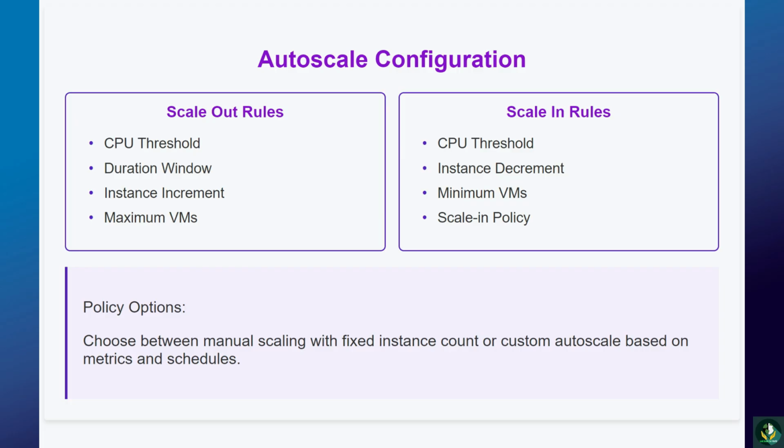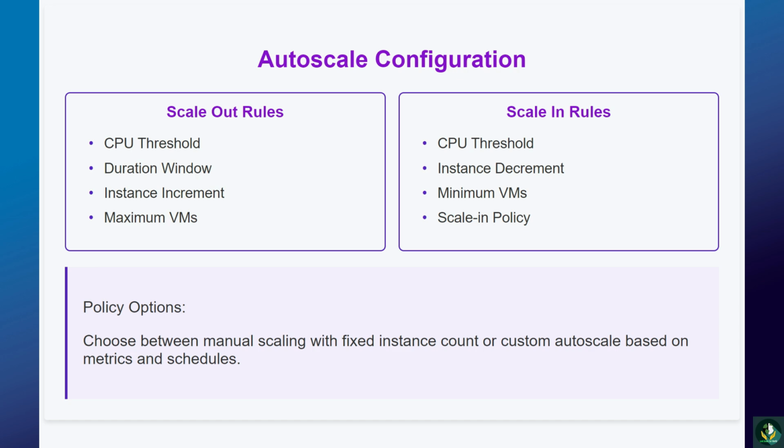For scale-in operations, you'll configure scale-in configuration. CPU threshold lower than the scale-out threshold creates a buffer zone and prevents oscillation. Typically 20-30% below scale-out. Instance decrement, VMs to remove, is usually smaller than the scale-out increment. Gradual reduction is preferred and maintains service stability. Scale-in policy determines VM removal order, considers instance age, balances availability, and protects critical instances.